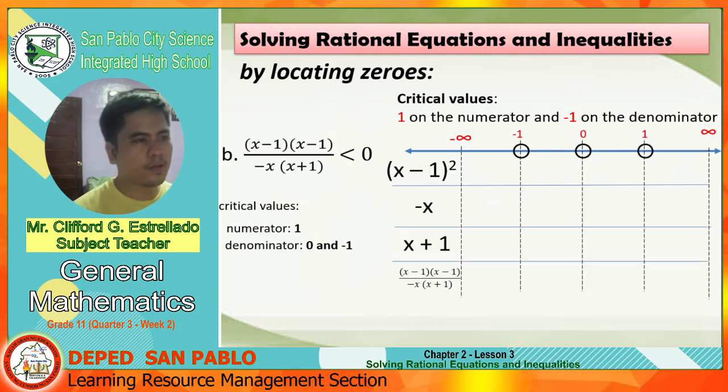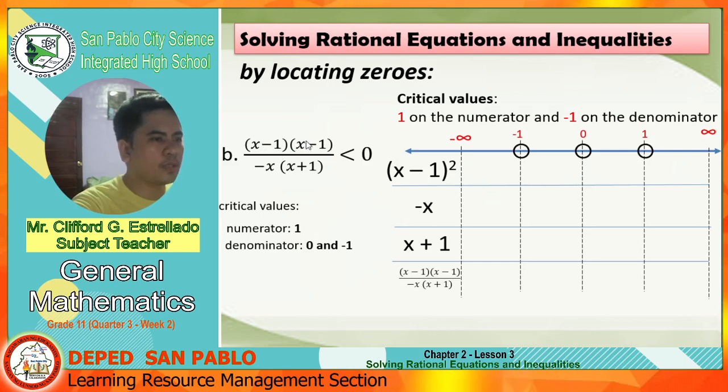Okay? Another example. What if we have on the numerator x minus 1 times x minus 1, divided by negative x times the quantity x plus 1, and it is less than 0. So get the critical values. We have x minus 1, so positive 1, positive 1 also here. Then we have x, so x is equal to 0. And this one, we have negative 1. So we have 1, 0, and negative 1.